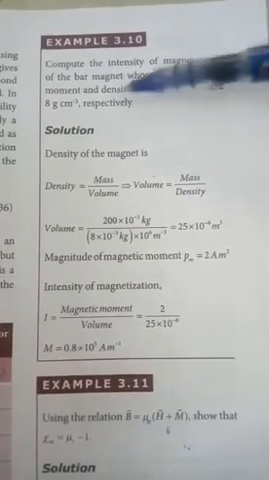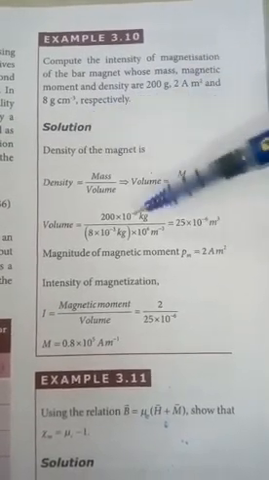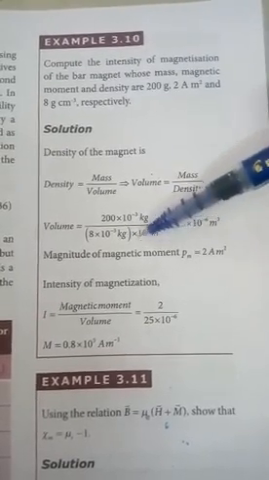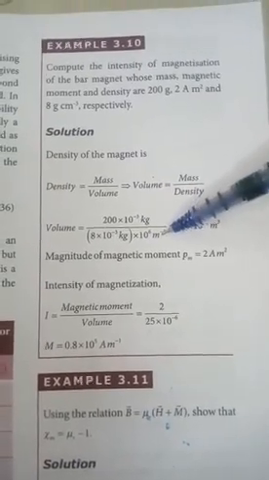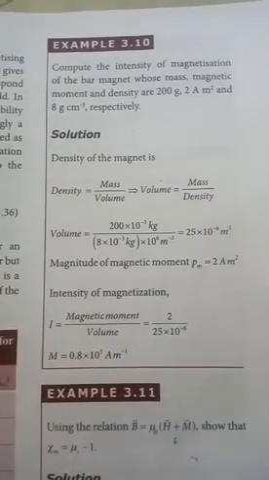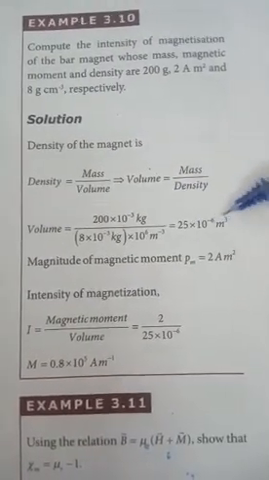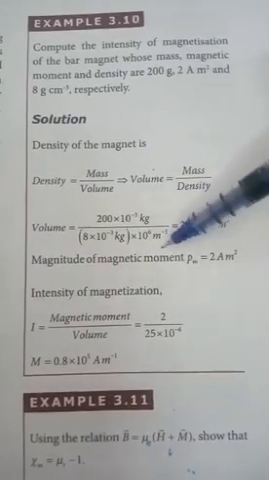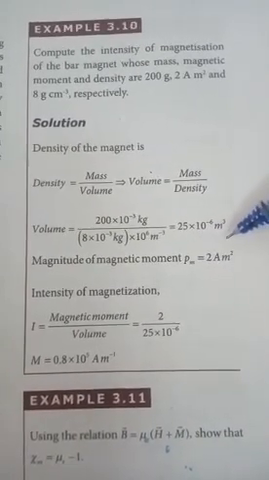The density is 8 grams per centimeter cube, which can be converted into kilograms per meter cube: 8 into 10 to the power minus 3 kg into 10 to the power 6 per meter cube. Then substitute the values and finally you will get the volume, 25 into 10 to the power minus 6 meter cube.